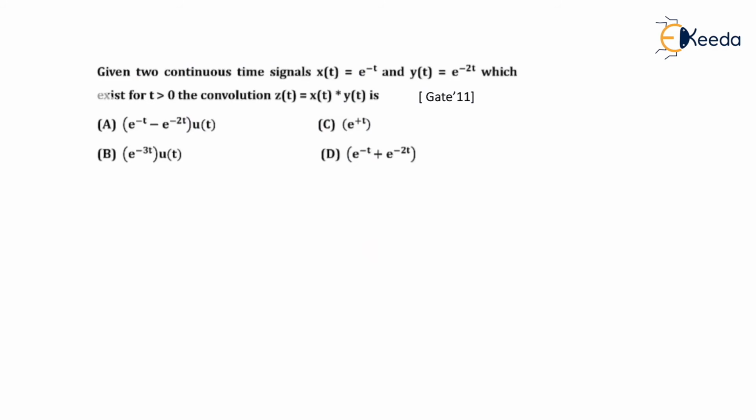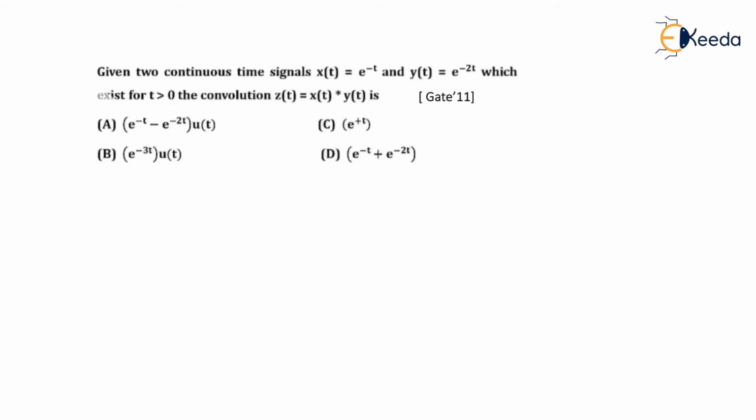The next question says, given two continuous time signals x of t equal to e to the power minus t and y of t equal to e to the power minus 2t, existing for t greater than 0, find the convolution z of t, which is equal to x of t convolved with y of t. You know that when x of t and some other signal is given to you and they ask for a convolution, we know a standard formula for continuous time convolution. Let's say we have x of t convolved with h of t, it is given as integration from minus infinity to infinity x of tau h of t minus tau d tau.